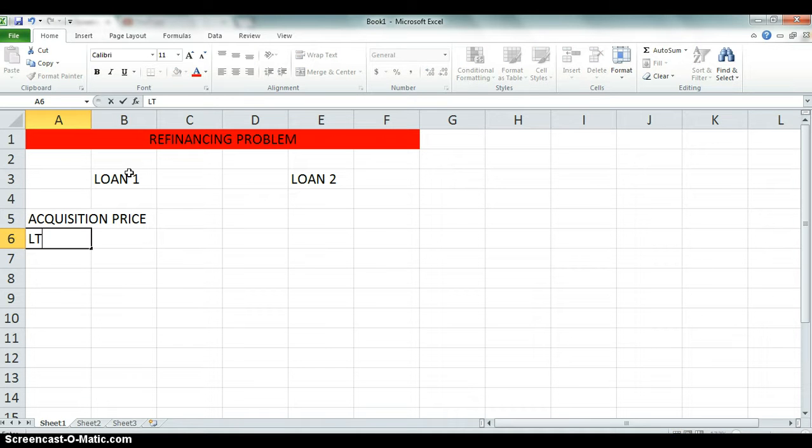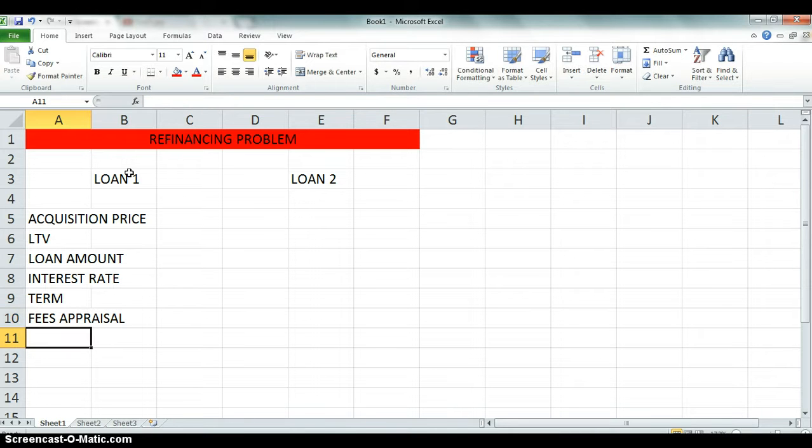We also have the loan to value ratio. We have the loan amount. We have the interest rate, the term of the loan, the fees such as appraisal fees, we have an origination fee, we have a down payment for the very first loan, and finally we're just going to make a line of out-of-pocket money.